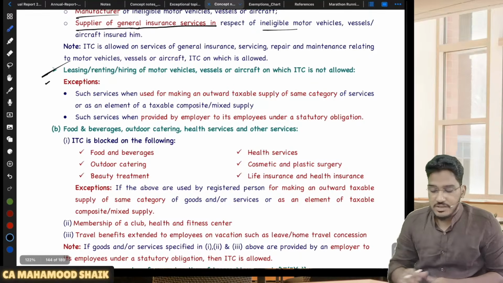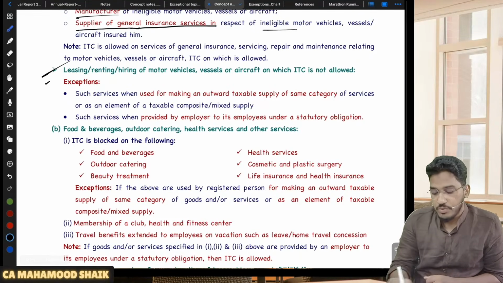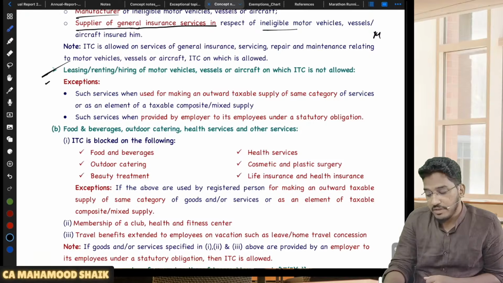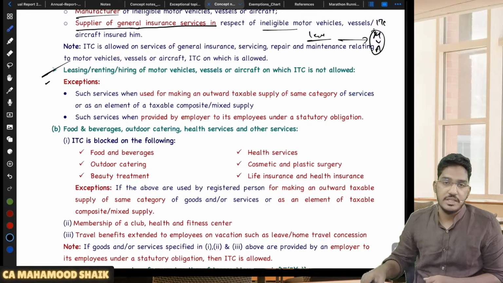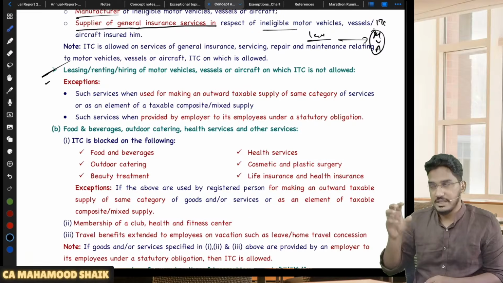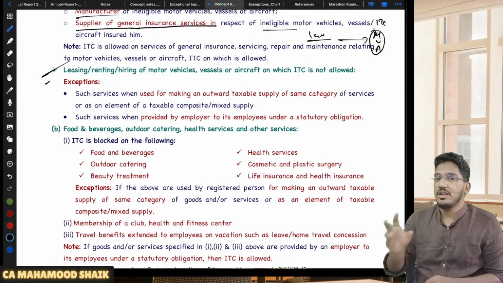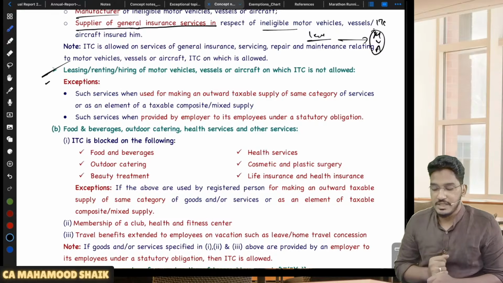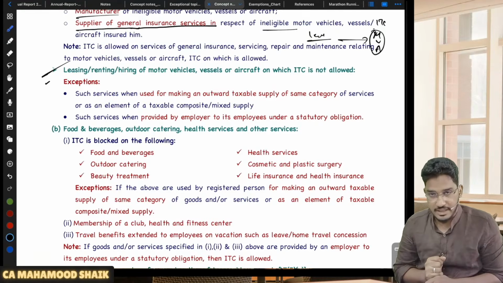Next, not just buying: one more point is that if ITC is blocked for you on the purchase of a motor vehicle, vessel or aircraft, then even if you take it on lease or rent, ITC will be blocked for you. On leasing or renting of that motor vehicle, vessel or aircraft also, you can't avail the ITC.